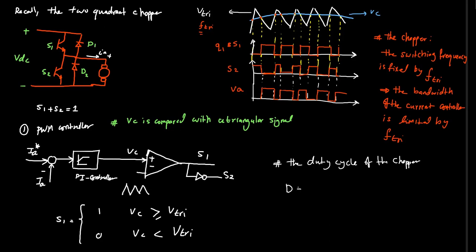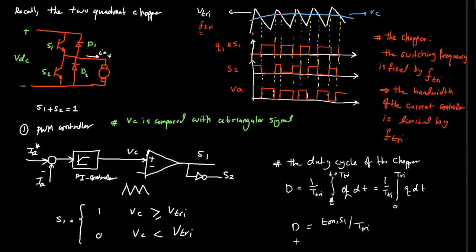Which is the D equal 1 over the period of the triangular, the integration from 0 to t plus t triangular, d dt, or let's assume this is q dt, and here we have the t from t to t. So this will equal the integration 1 over the t triangular, the integration from 0 to t triangular, q dt. So d will equal the t on of switch 1 over t triangular. And we know that if we need to calculate the average value for VA, it will equal D multiplied by VDC.